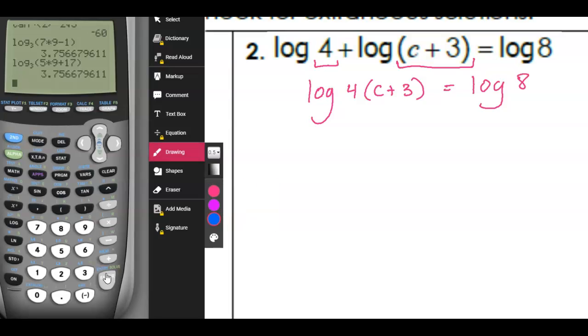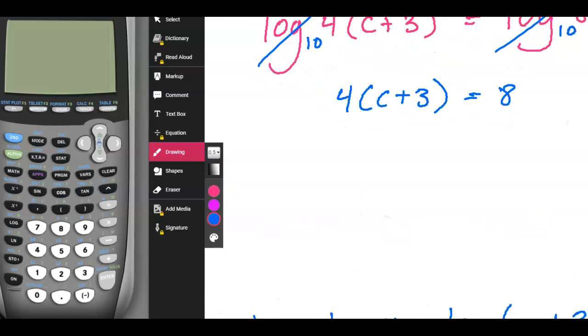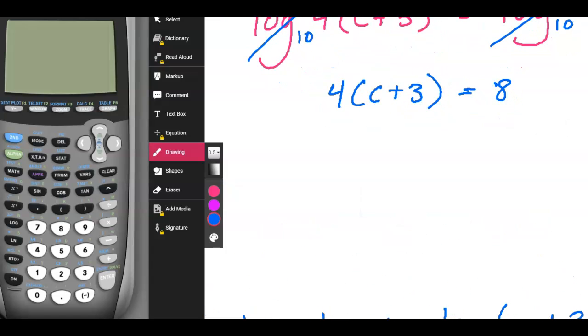Do these logs have the same base? They do. There's an invisible 10 on both. So that means what can we do? And just write 4 times c plus 3 equals 8. I want you guys to finish solving this one. Lily, what did you end up getting for c? Let's see.